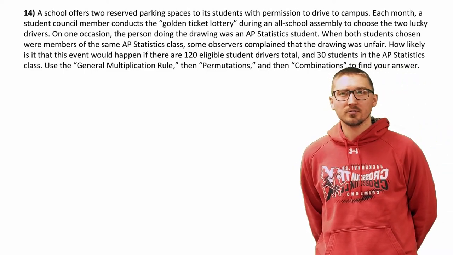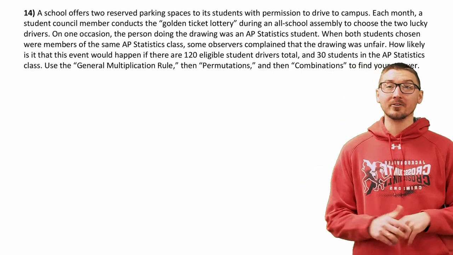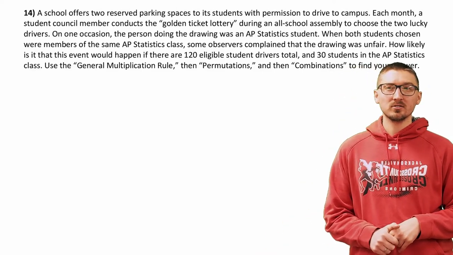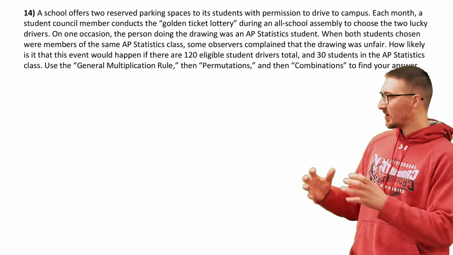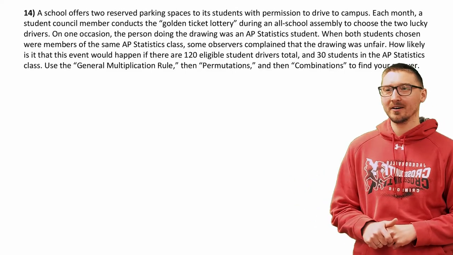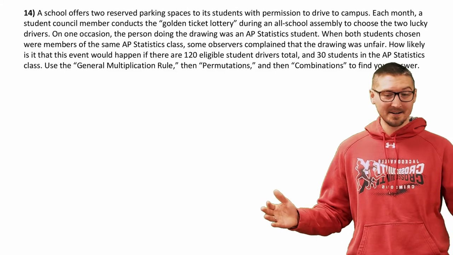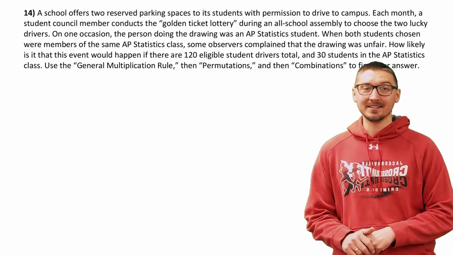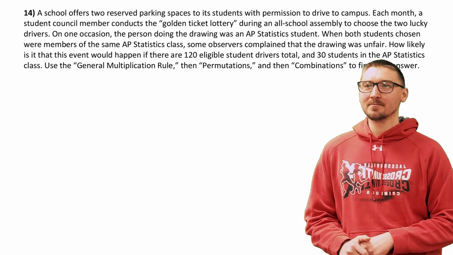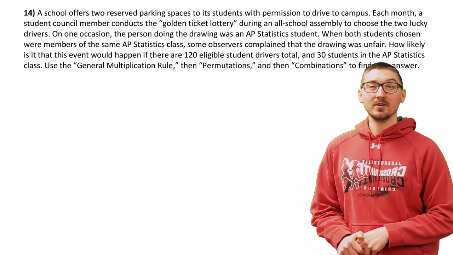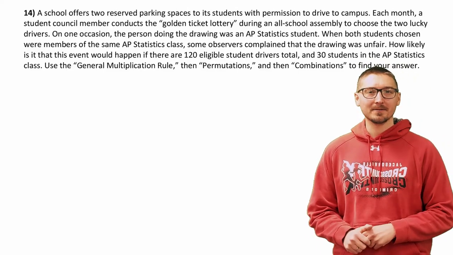And each month, the student council member conducts a golden ticket lottery during an all-school assembly to choose 2 lucky drivers. So these must be up front, super close to the door, great spots, extra wide parking spaces so you don't get dinged by some other dumb driver. Now, on one occasion, the person doing the drawing was an AP stats student.